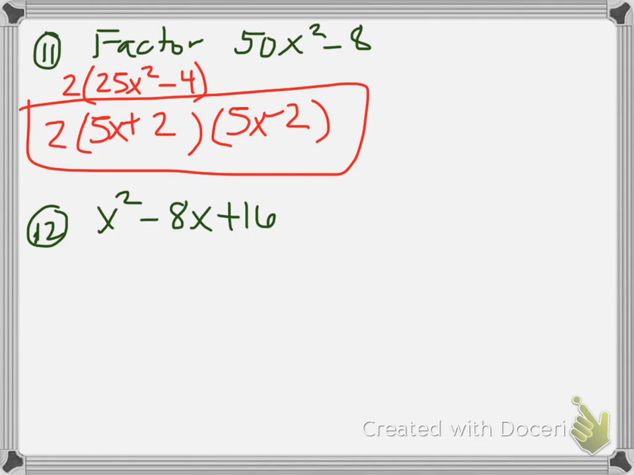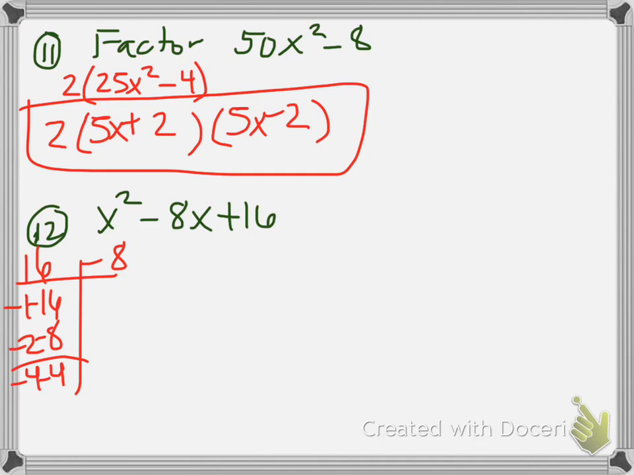So looking at 12, my last number was 16. Middle number is 8. 1 and 16, 2 and 8, and 4 times 4. Since the last one is positive, they both have to be positives or both negatives. Both negatives because your middle one is negative. So negative 1, negative 16, negative 4, negative 8, negative 4, negative 4. Who gives you the negative 8? The last two. So I have x minus 4 and x minus 4.